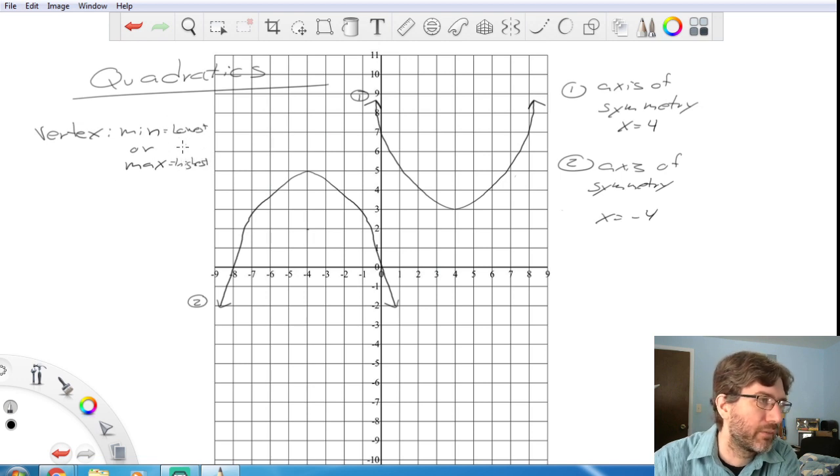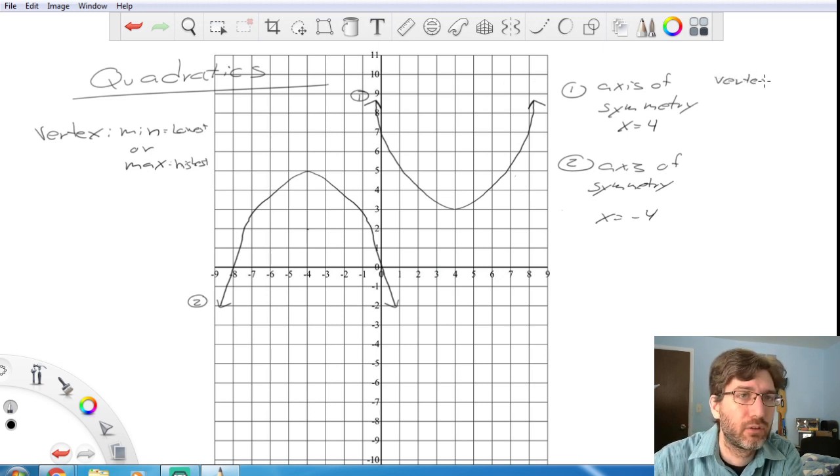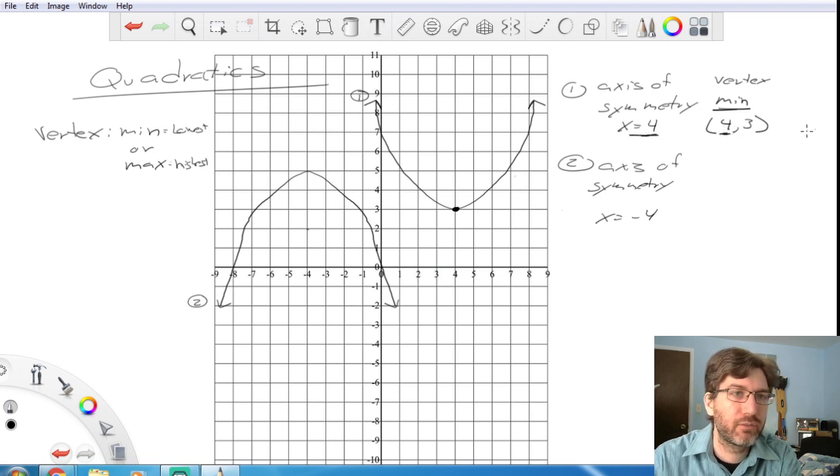Just to put that in a little context. For number 1, your vertex is this point right here. That is the lowest point. So if it opens upwards, you have a min, or a minimum, right? And it is at this point here, which for number 1, that is at 4, 3. And you'll note that your vertex is always going to be on that line of symmetry. So if you know your line of symmetry, you know the x value of your vertex.